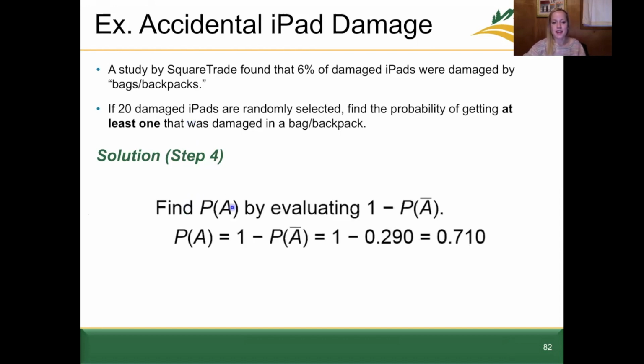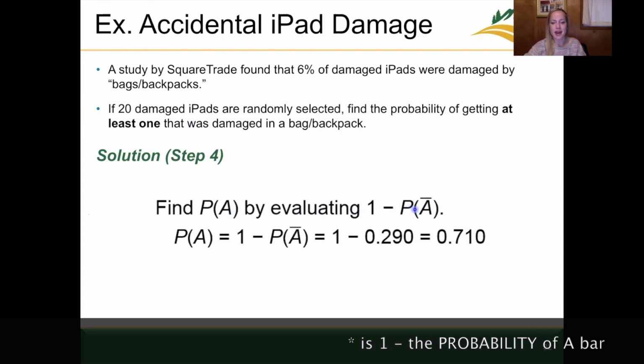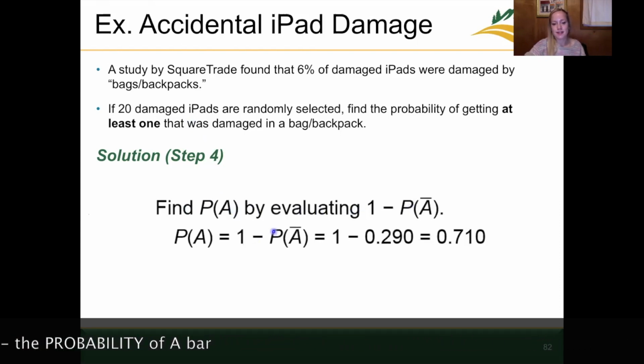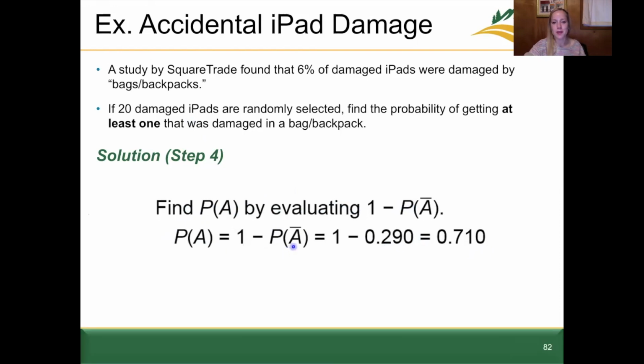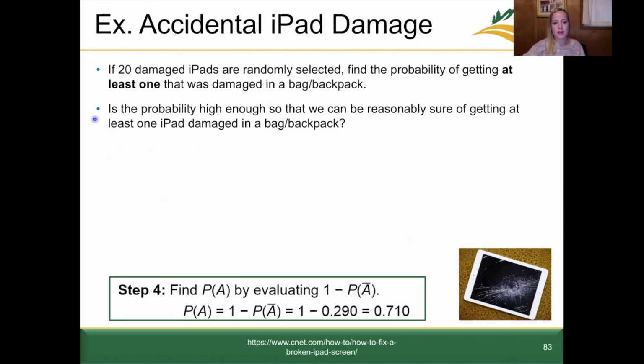So the probability of A itself is 1 minus A bar. When we put that all together, we get a probability of A is 0.710. I mentioned when we were solving this that we were going to be able to answer a question like this. So again, we calculated the probability is 0.710. Now we still want to be able to answer, is this probability high enough so that we can reasonably be sure of getting at least one iPad damaged in a bag or a backpack out of those selected 20?